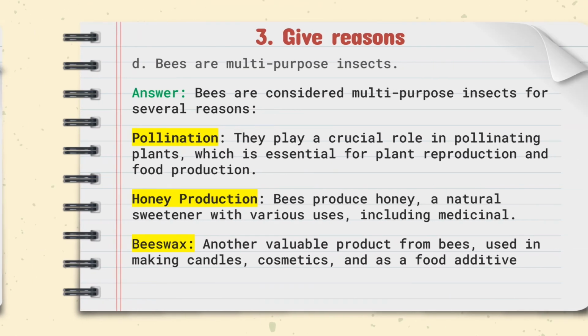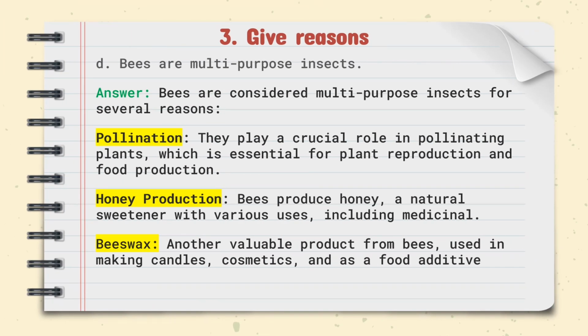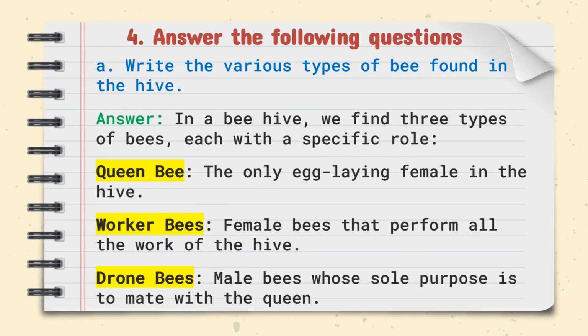4. Bees are multi-purpose insects. Bees are considered multi-purpose insects for several reasons. Pollination. They play a crucial role in pollinating plants, which is essential for plant reproduction and food production. Honey production. Bees produce honey, a natural sweetener with various uses, including medicinal. Beeswax, another valuable product from bees used in making candles, cosmetics, and as a food additive.